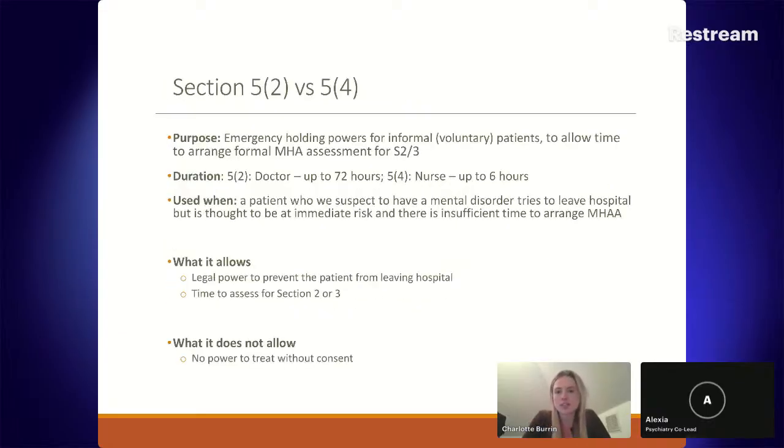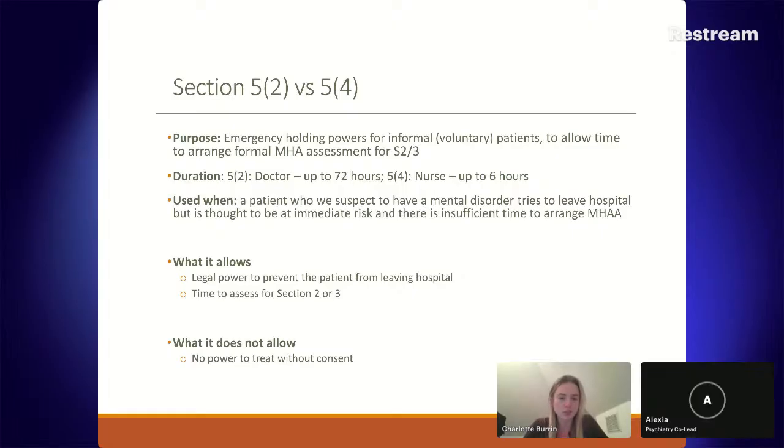Okay, moving on. Section 5.2 and 5.4, these are what we call emergency holding powers. These are for patients who are informal or voluntary patients. So these are patients that are not detained under Section 2 or 3, and they are patients that are in hospital. The idea of Section 5.2 and 5.4 is that you're buying time to allow a mental health act assessment to take place where you could consider the use of a 2 or 3. So they're slightly different, but the same sort of purpose.